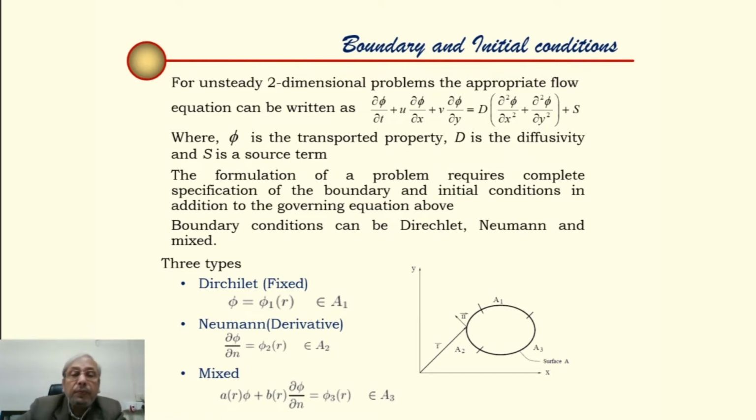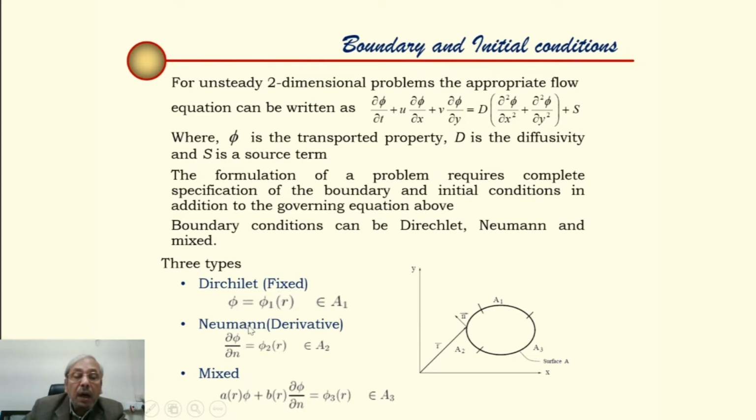So the formulation of a problem requires complete specification of the boundary and initial conditions in addition to the governing equation given above. Now, boundary conditions may be a Dirichlet condition, a Neumann condition, or a mixed condition. If it is a Dirichlet condition, then the value of the dependent variable will be directly specified. For example, here over A1, the value of the dependent variable is directly known.